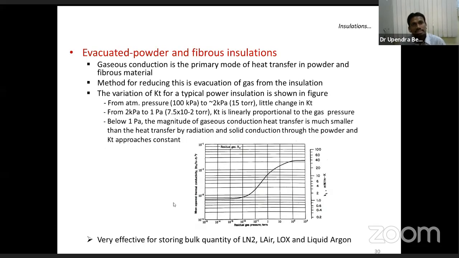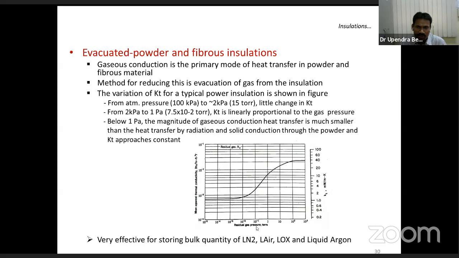Next slide. This is the other one I was telling about, the powder and fibrous insulation. In this type, gaseous conduction is the primary mode of heat transfer in powder and fibrous material. So the method to reduce this gaseous conduction is to evacuate the space between the powders or fibrous insulation material. And this curve shows the variation of thermal conductivity of a typical powder insulation.